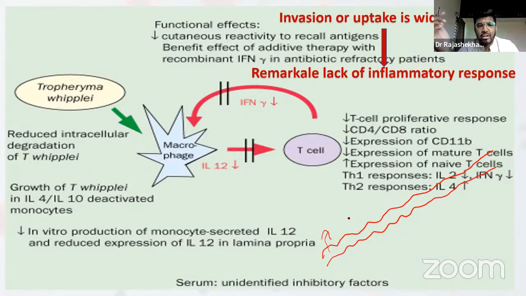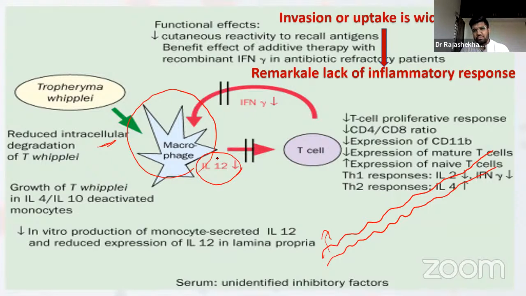For example, if the organism is taken up by the macrophages, there is reduced intracellular degradation of this Whipplei, causing decreased activation of the co-stimulatory pathway. We know that any organism which comes into the body is usually taken up by antigen presenting cells which digest this bacteria and present it to the T cells, which ultimately proliferate and fight this bacteria. So this entire mechanism is remarkably lacking in Whipple's disease.